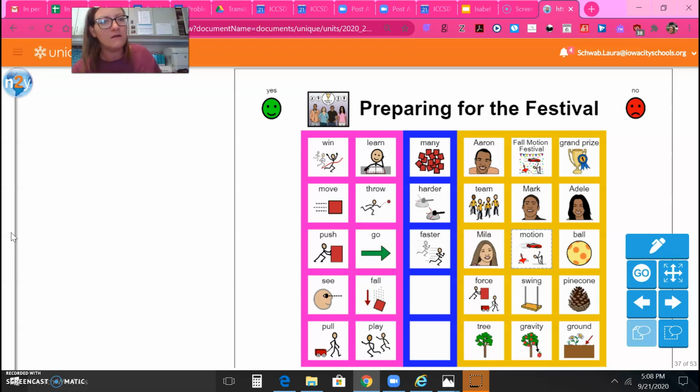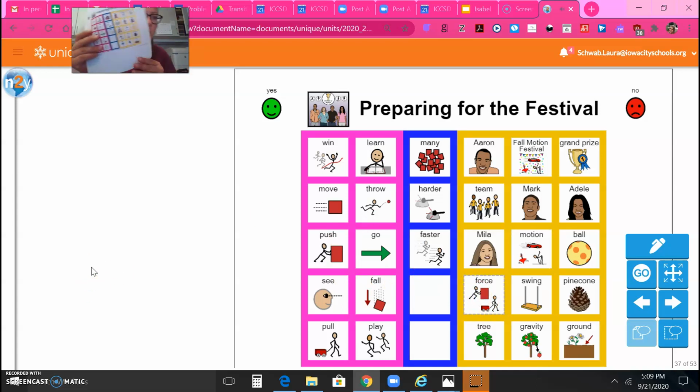It's moving. What else makes motion? Cars make motion. Windshield wipers on a car make motion. Swish, swish, swish. They are moving. Motion, right? Our next word that we're going to look at is force.